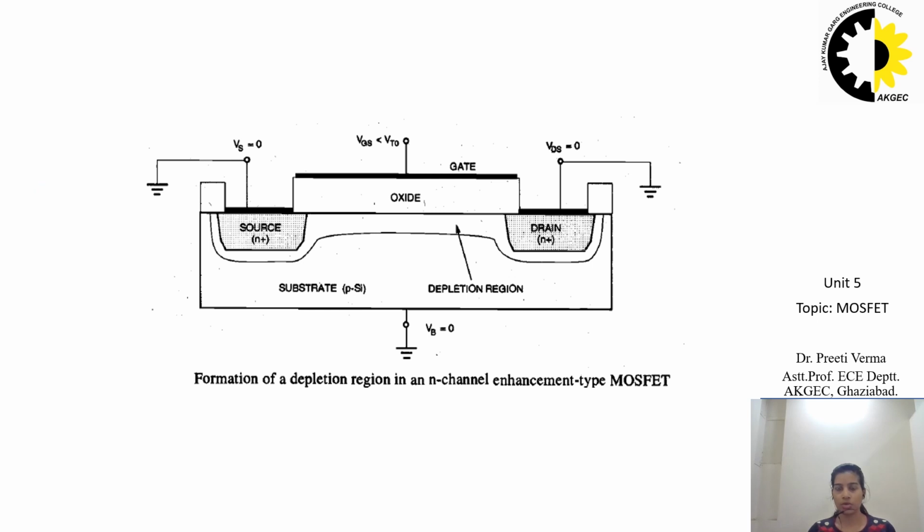So applying the negative voltage, the gate voltage is less than the threshold voltage. If it is less than the threshold voltage, the threshold voltage could have some positive value. For NMOS, the threshold voltage is positive. So if VG is less than the threshold voltage, it means the voltage applied at the gate terminal is not sufficient to turn the device on.